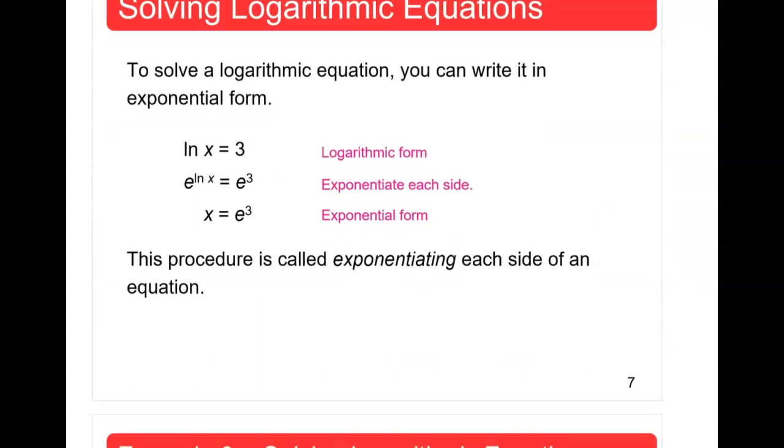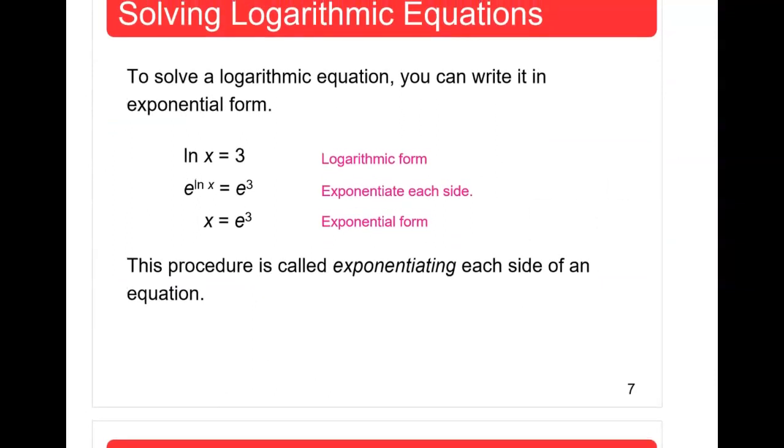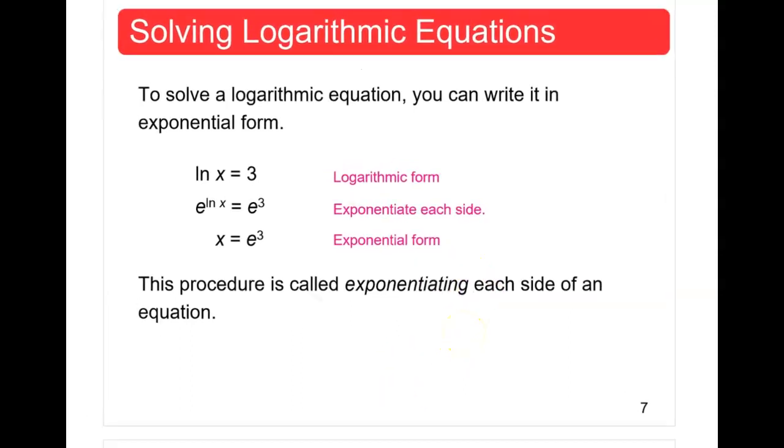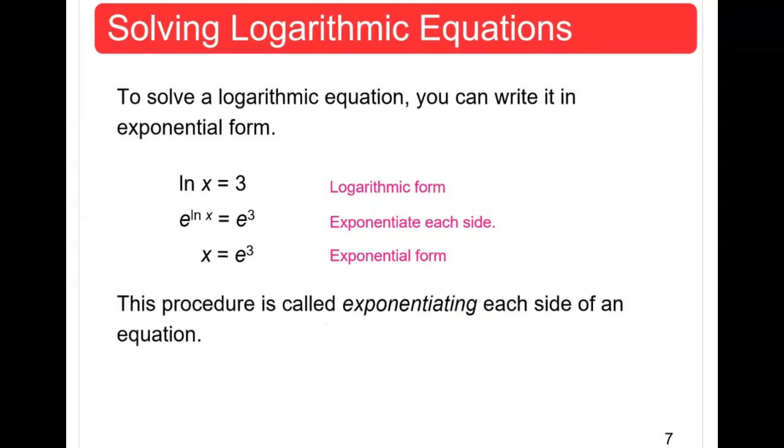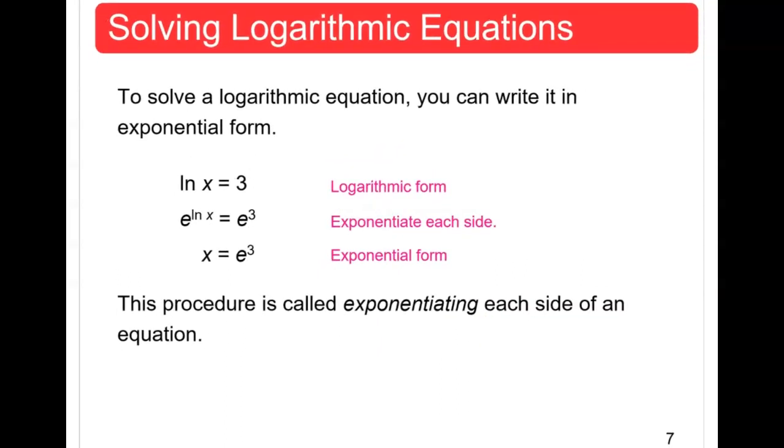And here we start with a logarithmic equation. In the process of solving something like this, you have ln x equals 3, and then you want to make those exponents so that you can have the same base. That process does have a name, and it is called exponentiating.